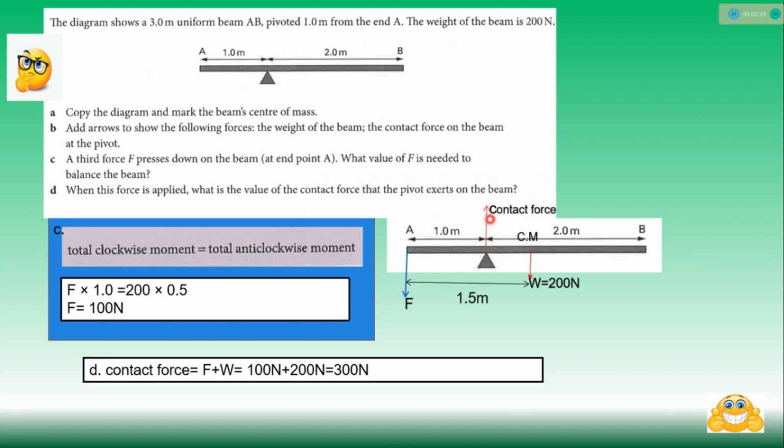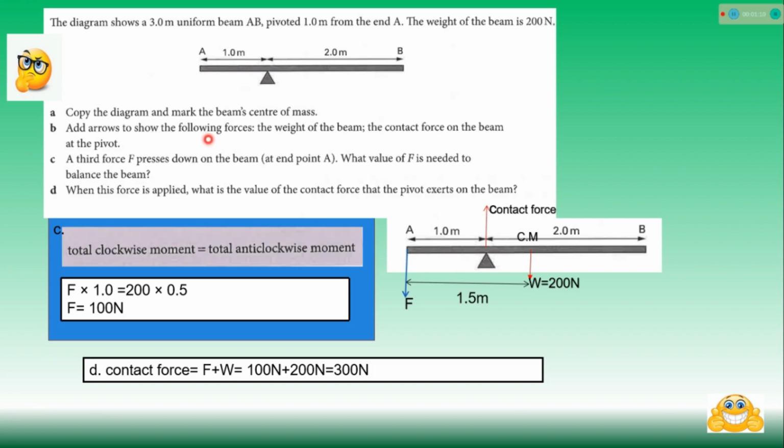So the center of mass is at the midpoint of AB, since this is a symmetrical body, and the center of mass will act at the center of the symmetrical body. Since the length is 3 meters, from one end it will be 1.5 meter. Let's say this is 1.5 meter from the end A. The weight is acting here, 200 Newton.